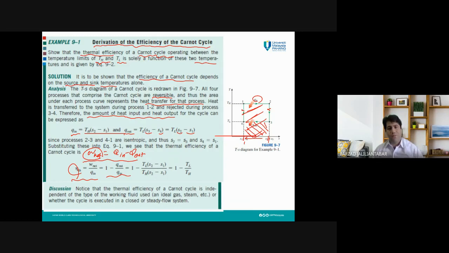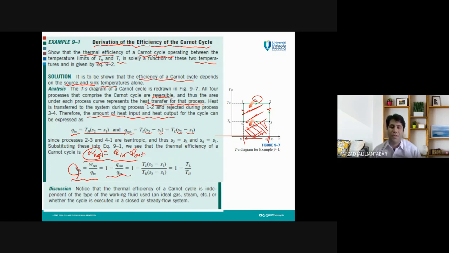From thermodynamics, to have this information, we need to know some other information like pressure and temperature. We need to go to the respective table for the working fluid. For example, if it is air, we need to go to the table for air and find the entropy, because entropy is a property of the substance. But as you notice, S2 is equal to S3 and S1 is equal to S4. The entropy in these two states and in these two states are identical.